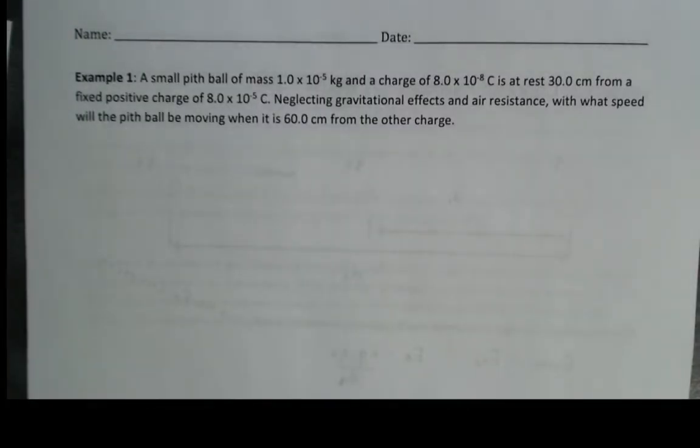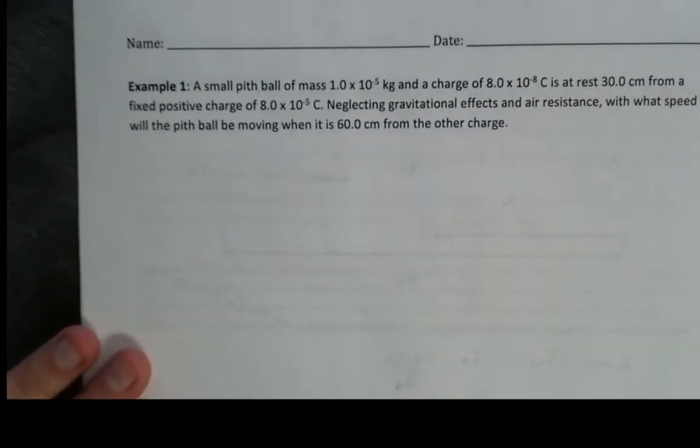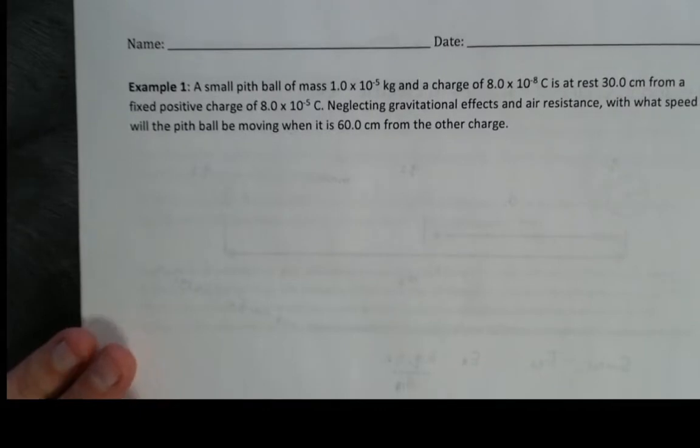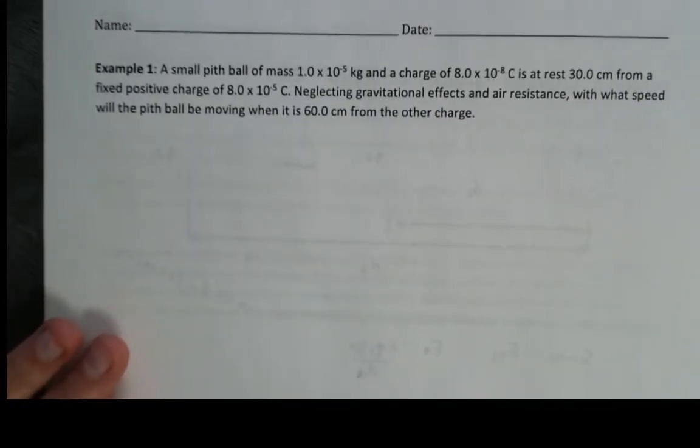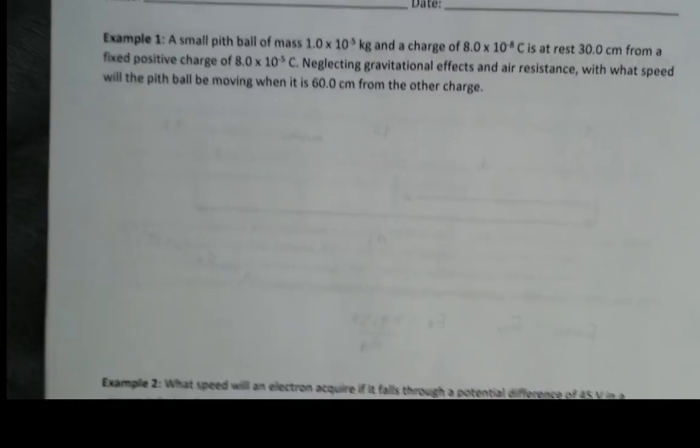We have a small pith ball of a mass of 1 times 10 to the negative 5 kilograms. It has a charge of 8, blah, blah, blah. It's at rest 30 centimeters from a charge of blah, blah, blah. We're going to neglect gravity and air resistance. Awesome. And we need to find the speed that the pith ball will have when it gets to 60 centimeters from the other charge. Okay, let's draw a picture.